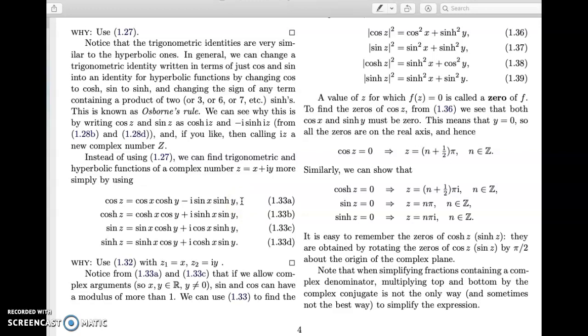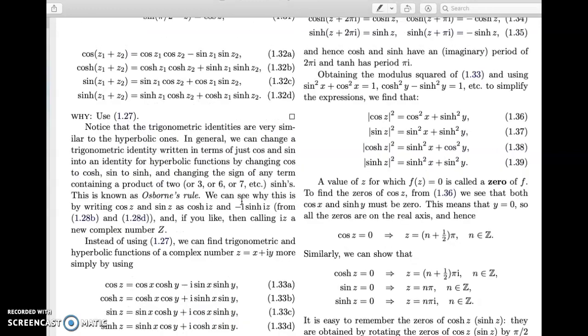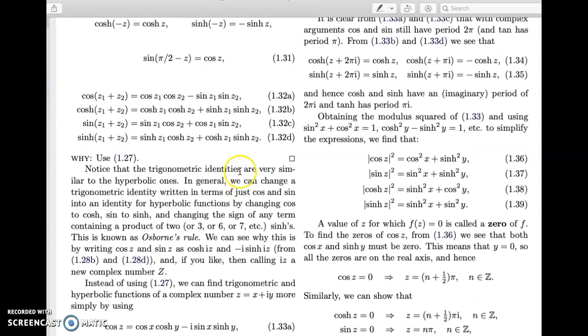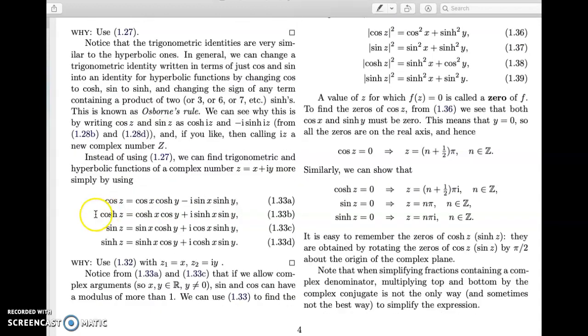To show that, you can just use these formulae here, where you put z1 is x and z2 is iy. Just plug those in and you get these results here.